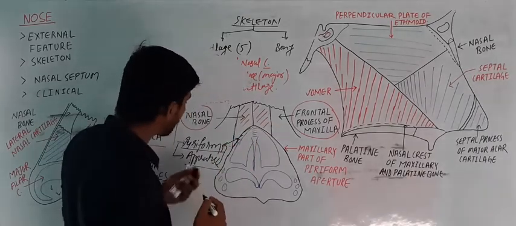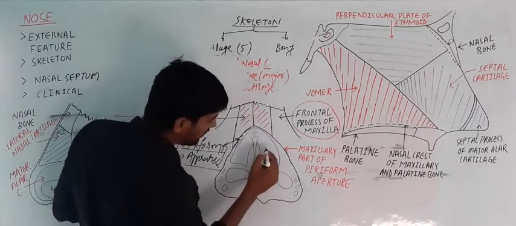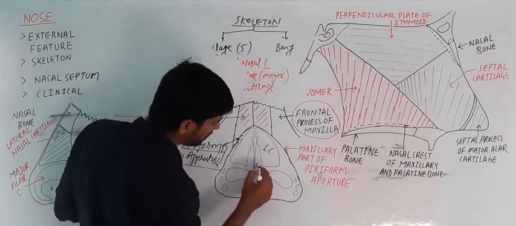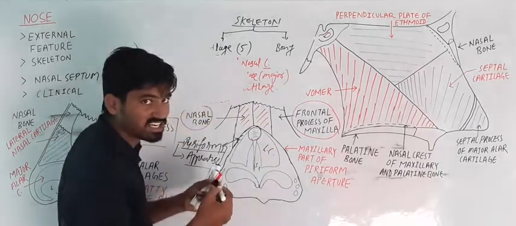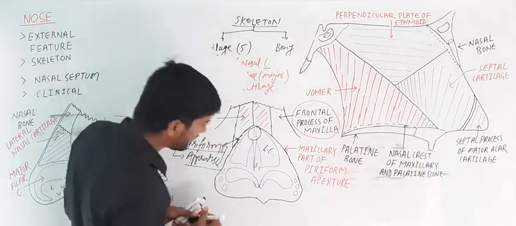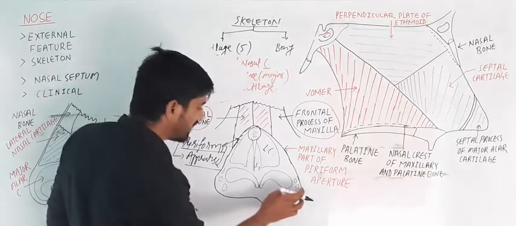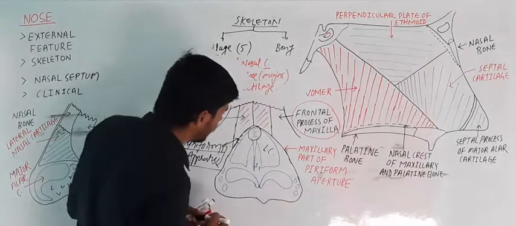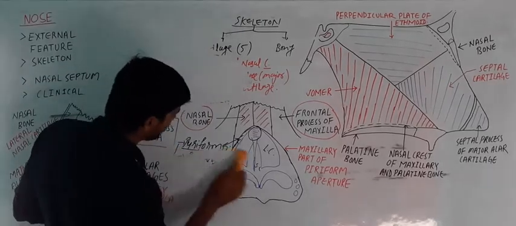So this part is the piriform apparatus. This is the lateral cartilage, and this is the septal cartilage. And in this region, lateral cartilage and the septal cartilage are continuous, right? And this is the major alar cartilage, and this is the lesser alar cartilage. So this is all about the skeleton.